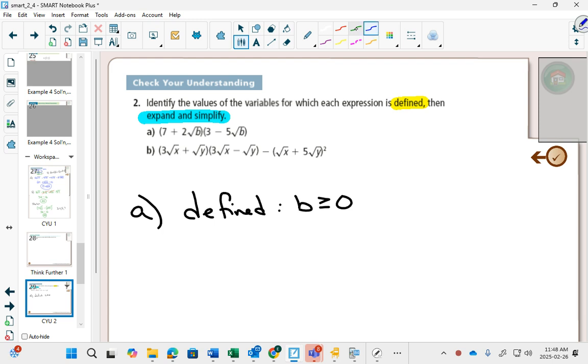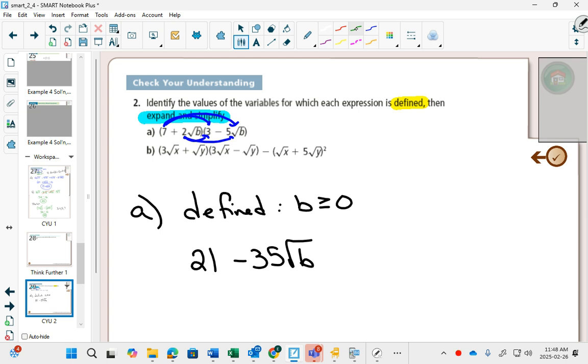I'm going to draw my arrows here. This, and this, and this, and this. So first, 7 times 3, 21. 7 times negative 5 root b. How do you multiply radicals? You multiply the numbers. So I have a 7 and a minus 5. That's going to make negative 35. I only have the one radical, so it just is still there, because I don't have any other radical to multiply. So I get negative 35 root b.